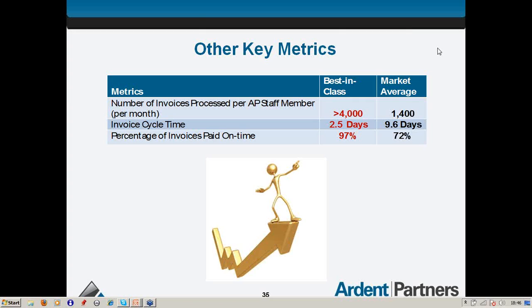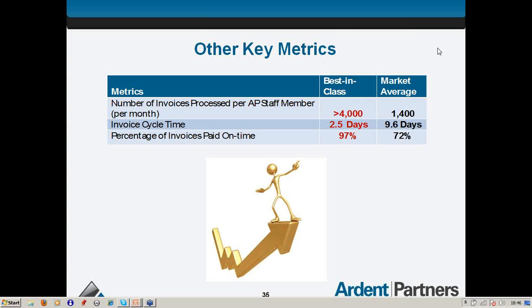Now the next metric there, invoice cycle time, is really an essential component of being able to capture early payment discounts. If you think about it, the longer the cycle time, the less likelihood you're able to have the invoice processed and approved and scheduled for payment before you lose that time frame for capturing the early payment discount. And what we see here is that best-in-class report invoice cycle times of approximately 2.5 days versus almost 10 days for the average.